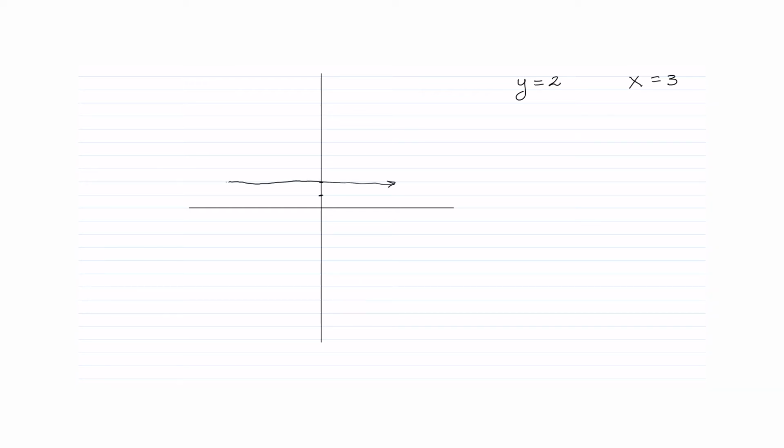So y equals 2 would be a horizontal line, because no matter what x value you choose, the y value nonetheless will be 2. Well, what about x equals 3? Well, x equals 3 is a vertical line passing only through the x value of 3. So x equals 3 would be a vertical line.